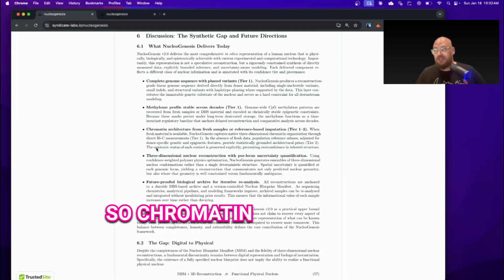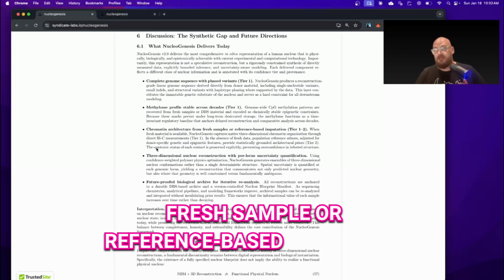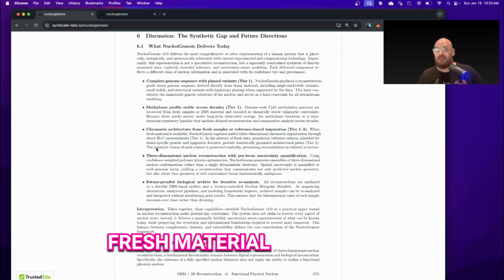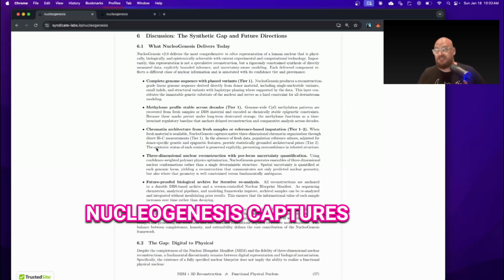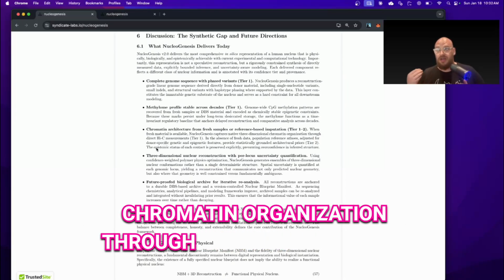Okay, so chromatin architecture from fresh sample or reference-based imputation. When fresh material is available, nucleogenesis captures native 3D chromatin organization through Hi-C measurements.